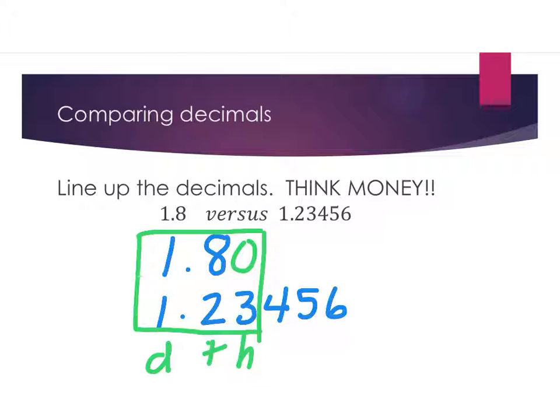So this is really all we need to look at to decide which is bigger. They both have a dollar, but this one has 80 cents and this one has 20 cents, so this one's bigger. There's other ways of doing it, but you can always take the decimals and line them up.